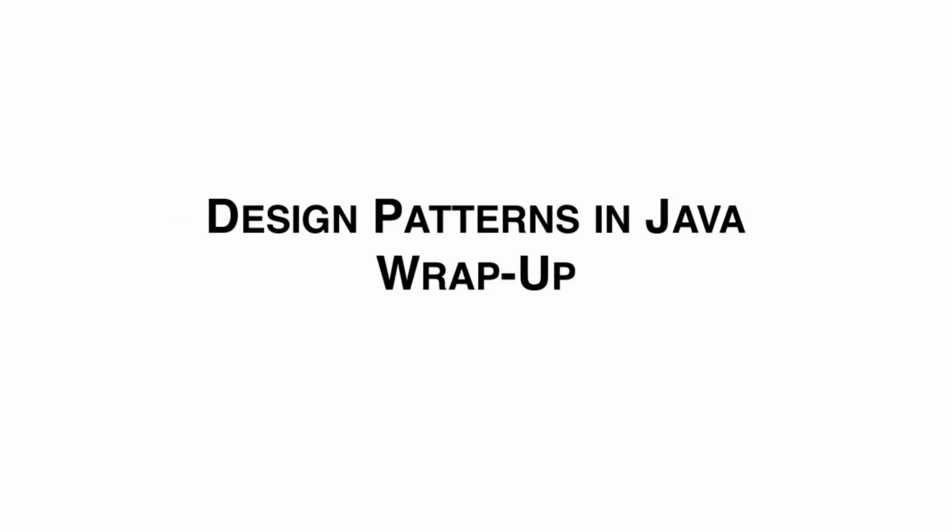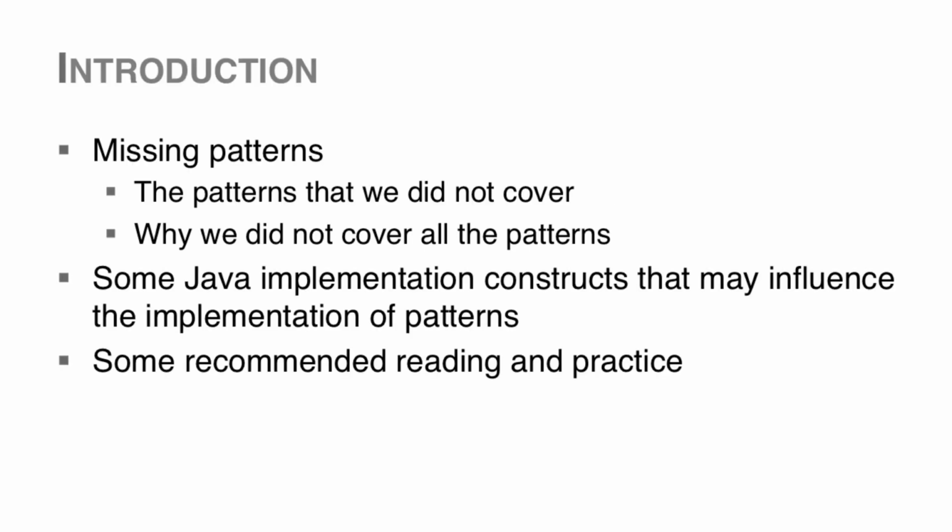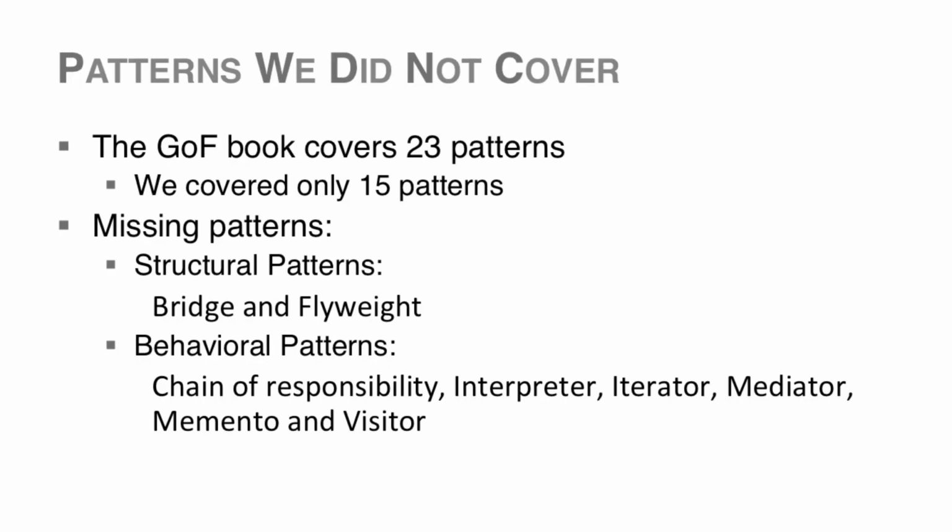We finally come to the last section where I'm going to try to wrap up the whole design patterns in Java course. We'll take a look at some of the missing patterns I didn't cover and why I didn't cover those patterns. I'll mention some of the Java implementation constructs that may change the way that you might implement some of the patterns. And I'll recommend some things that you ought to read up on to become more fluent in design patterns. The Gang of Four book on design patterns covers 23 different patterns.